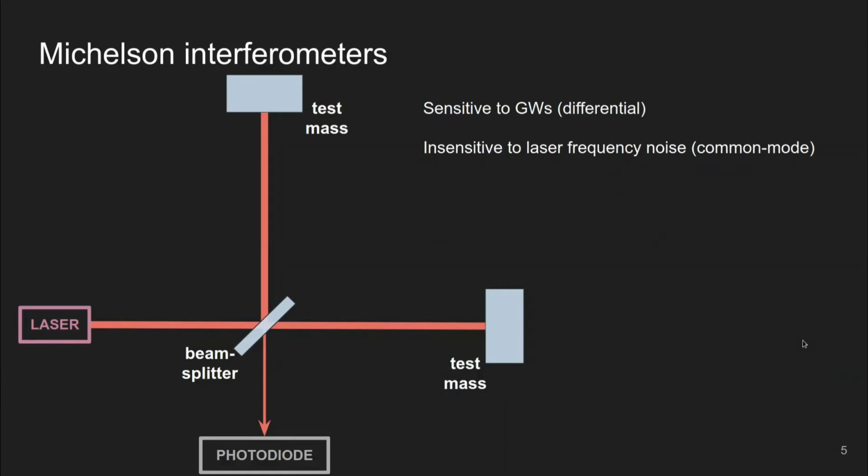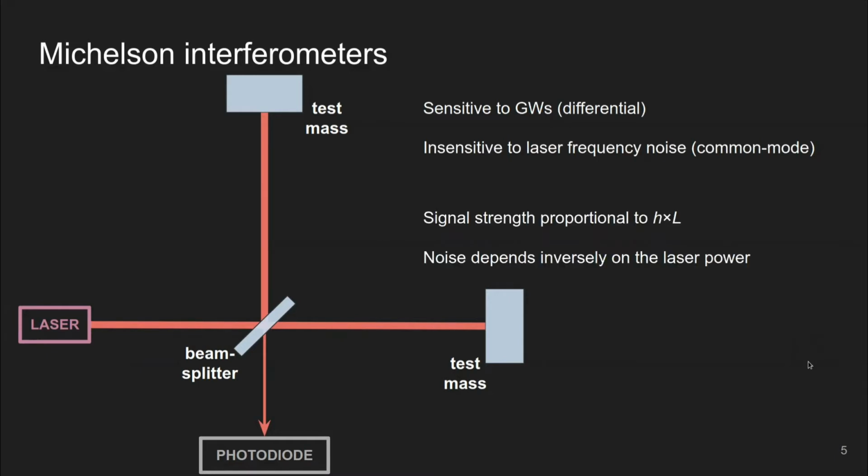On the other hand, one of the things that you have to worry about with this instrument is laser frequency noise. But because the instrument is differential, most of the laser frequency noise gets canceled. So you've made an instrument that is sensitive to gravitational waves, which you want to measure, and insensitive to laser frequency noise, which you don't want to measure. So that's roughly how this whole business works.